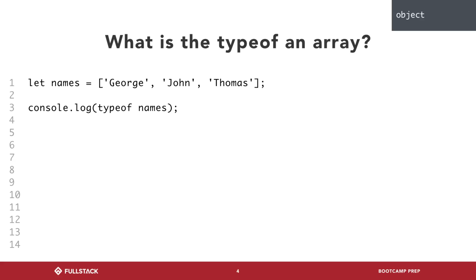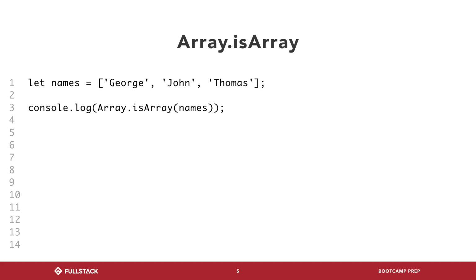So the whole point of me telling you this is because if you want to ascertain whether or not something is an array, typeof is actually not a really good way to do it because it can't really differentiate between objects and arrays. Having said that, there is a tool that is much better equipped to determine whether or not something is an array, and that's this array.isArray function.